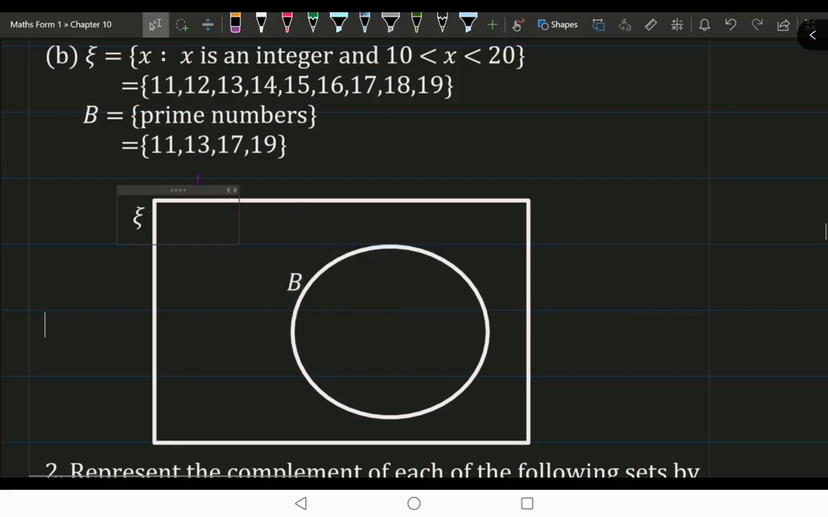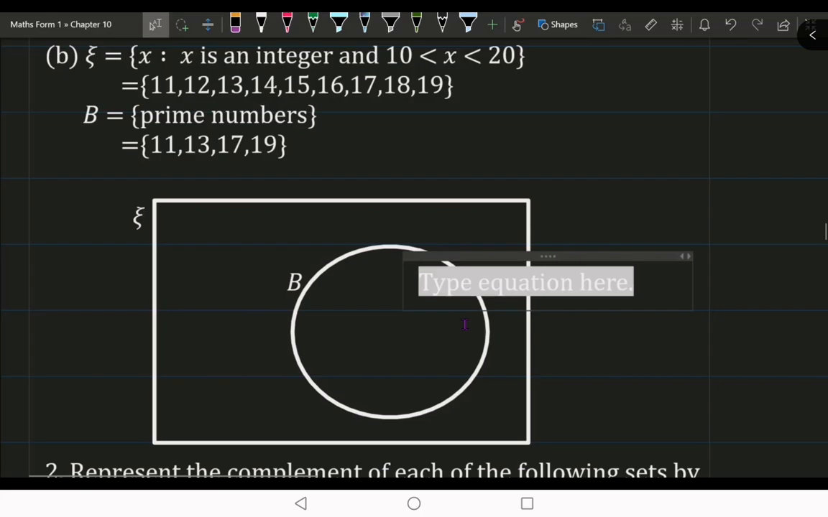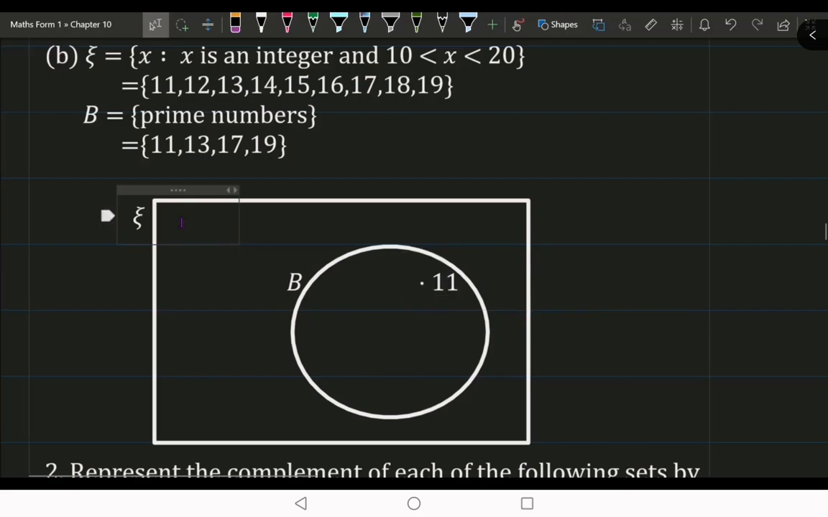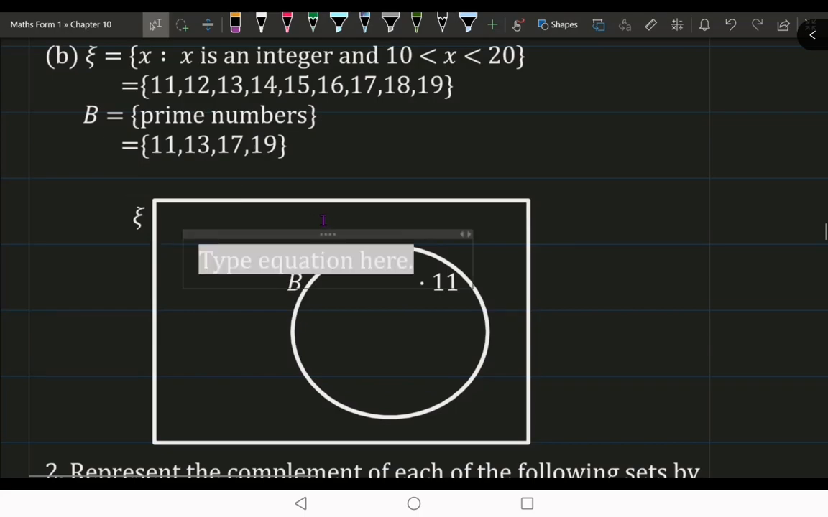After that, you are going to insert all the elements from the universal set into the Venn diagram. Start with 11. 11 belongs to set B. So 11 goes here. 12 is not in B, so 12 goes outside B here.